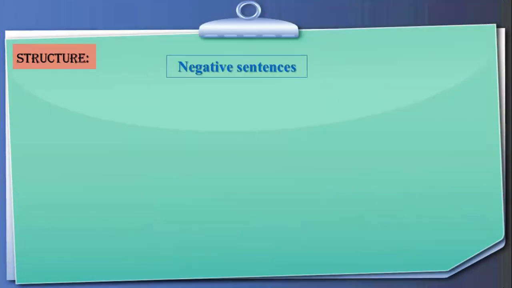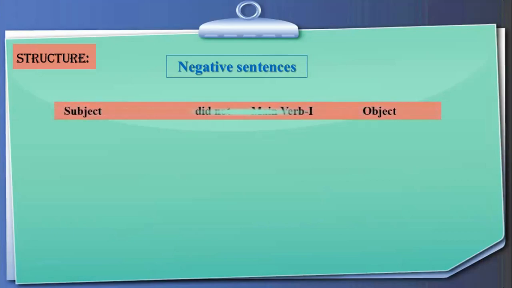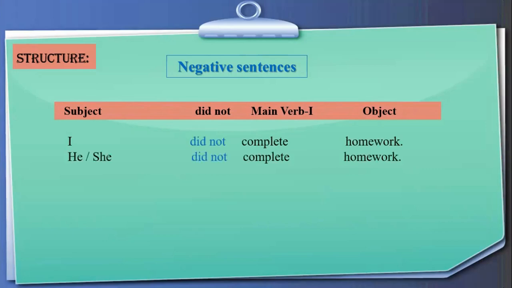Here is the way we make affirmative sentences into negative. First, we put subject, did not, main verb, first form of the main verb, and then object. I did not complete homework. He or she did not complete homework. It did not rain in Gujarat. We did not complete homework.